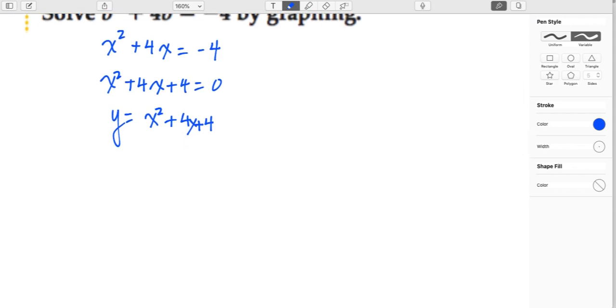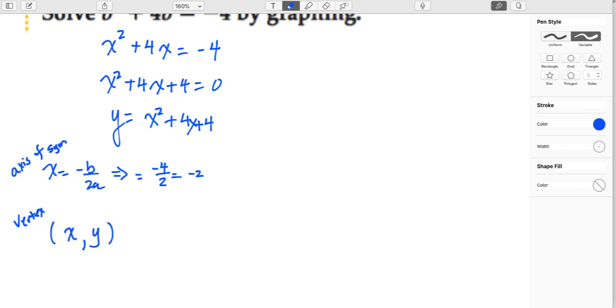First thing we need to do is find the axis of symmetry. x is equal to negative b over 2a is how we're going to find that. So the axis of symmetry is negative 2. After finding the axis of symmetry, we want to find the vertex.